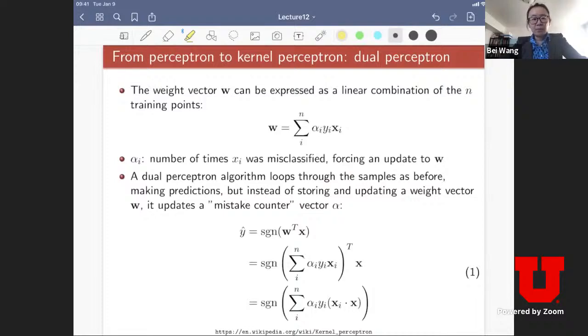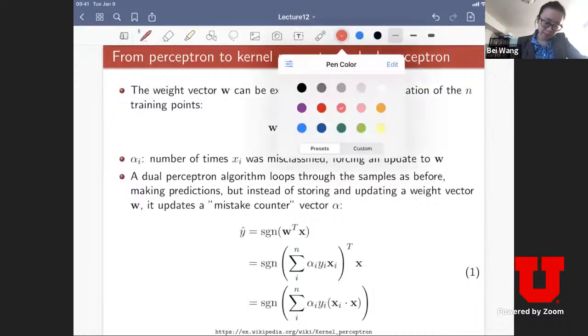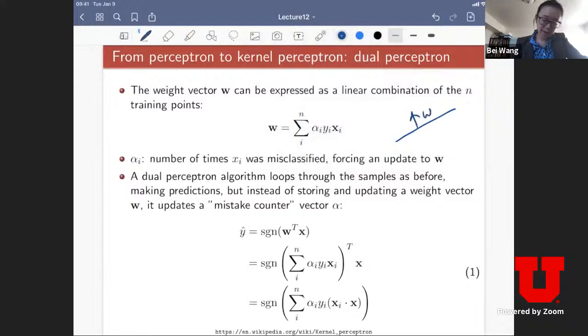Now I want to express my weight vector, which in my notation defines the direction of my linear separator, this line, as a linear combination of my training points. Alpha is the number of times this particular training point is misclassified, forcing an update. What's called the kernel perceptron, or sometimes the dual perceptron algorithm, goes through the samples as before. Is this misclassified? If not, move on to the next one. If it is misclassified, shift my classifier in a certain direction. So it still loops through the samples as before, making predictions, but instead of storing and updating a weight vector W, which is the direction of the linear separator, it updates a mistake counter.